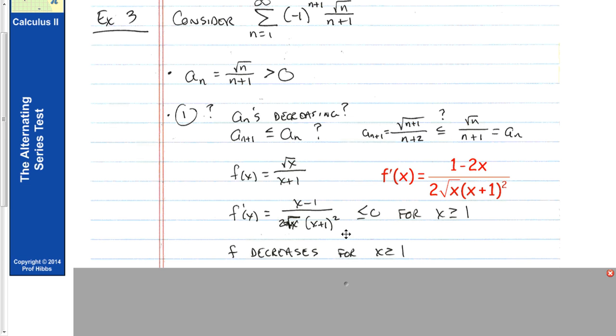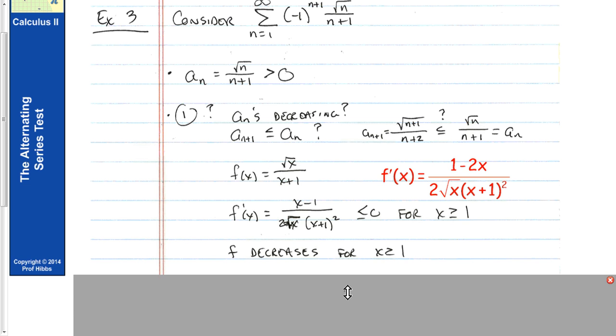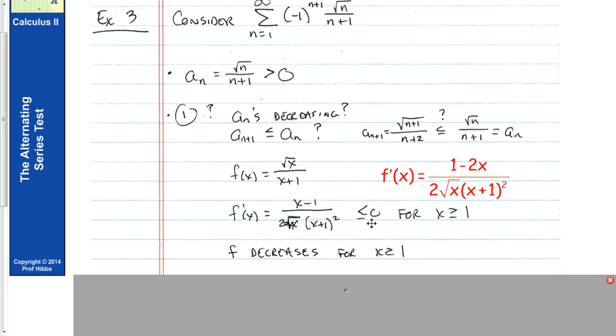And if the derivative is negative for x greater than 1, that means the function f is decreasing for x greater than or equal to 1. And so that tells us that a sub n plus 1 is always less than or equal to a sub n, because the a sub n's are decreasing. That's the whole point of what we went through here, the reason we went through all that trouble.